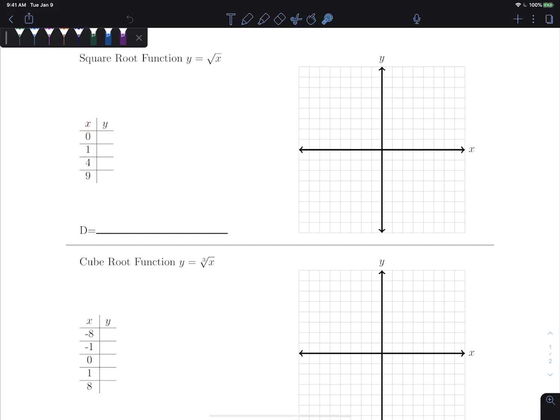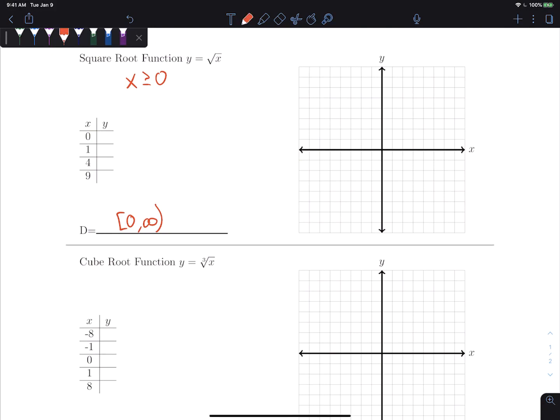Notice that our x's begin at 0, 1, 4, and 9 here. This is different from what we saw before because we need to look at the domain here. Looking at the domain, we realize that we have an even indexed radical, which means anything underneath the radical, in this case an x, must be greater than or equal to 0. So that tells me that the domain is going to be 0 to infinity. So the smallest number I can ever use is 0, which is the reason it begins at 0.